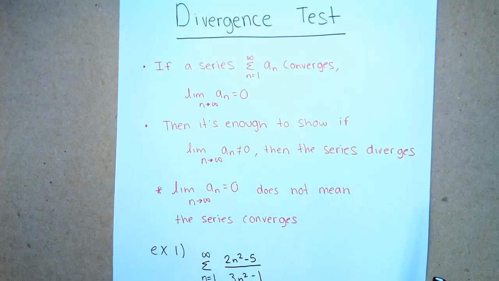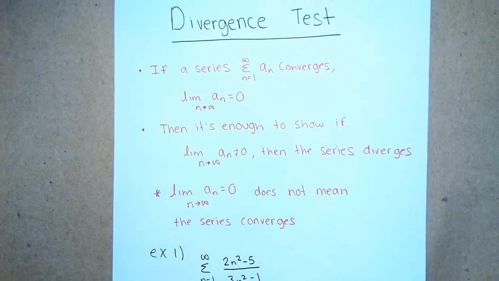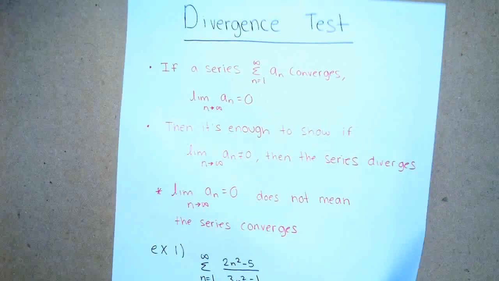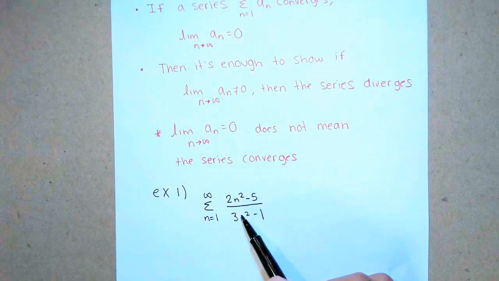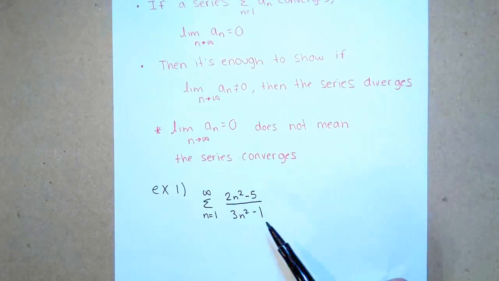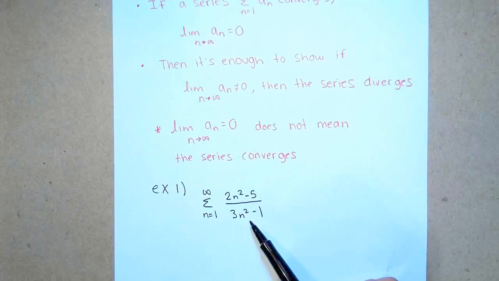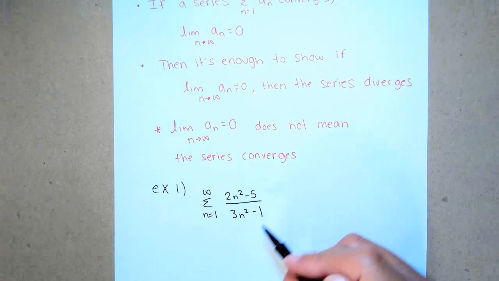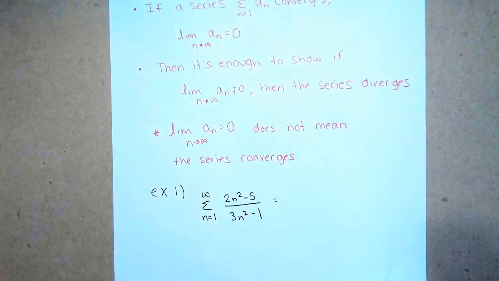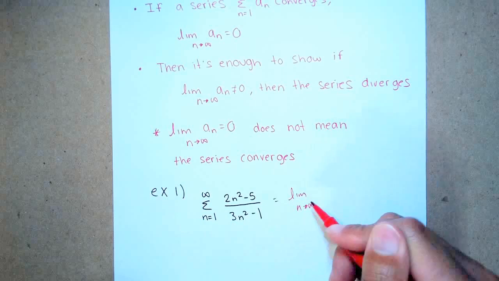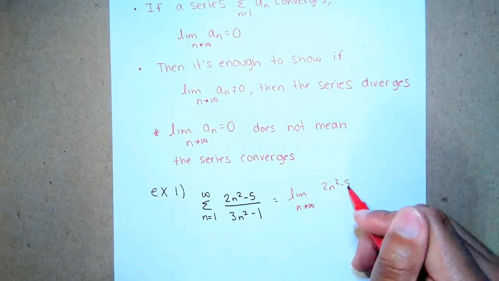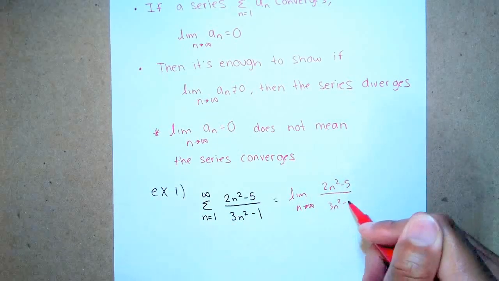So in this example, it tells us that our series from n equals 1 to infinity of this equation, we don't know what to do. This is not a geometric series. This is also not a telescoping series. So what that means is, okay, well, let's just go ahead and do the divergence test. Let's find the limit of the inside as n goes to infinity, which is (2n^2 - 5) over (3n^2 - 1).